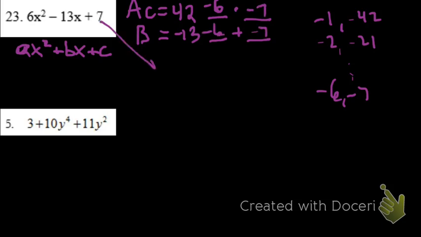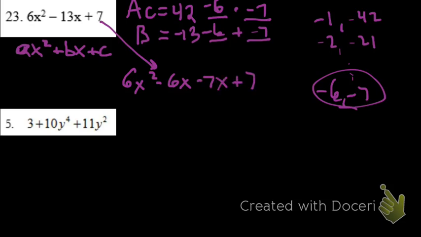Alright, so now we're going to take this, and the next step is you break up the middle term as the sum of these two numbers. So instead of writing negative 13x, you write it as negative 6x minus 7x, and then plus 7. Alright, once you do that, step 3 is factor by grouping.